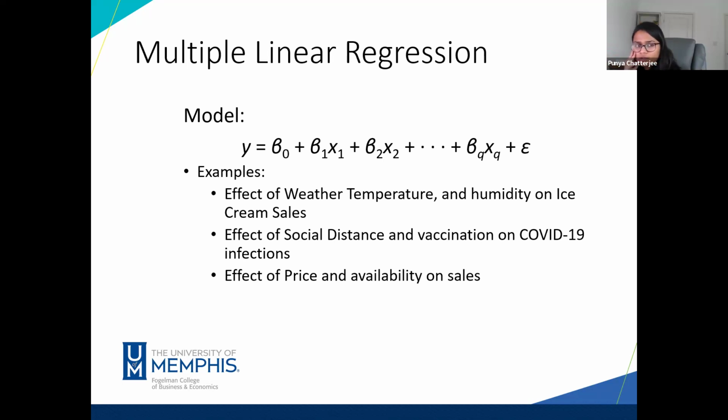How about the last one? What if you want to understand the effect of price and availability on sales? So what's going to be your dependent and what's going to be your independent? Sales is going to be the dependent, and price and availability are going to be the independent. Right. So in this case, again, we have 2 independent variables, price and availability, and then 1 dependent variable, sales. Okay. So far, good.